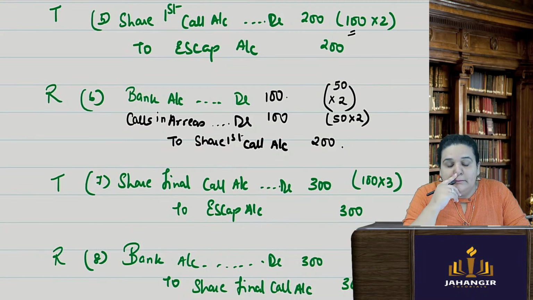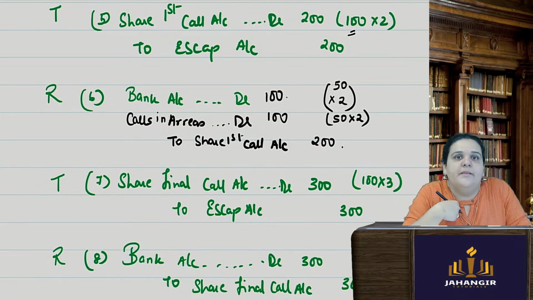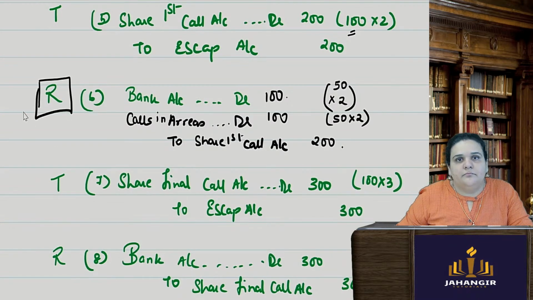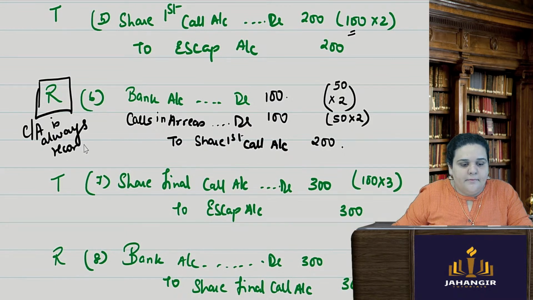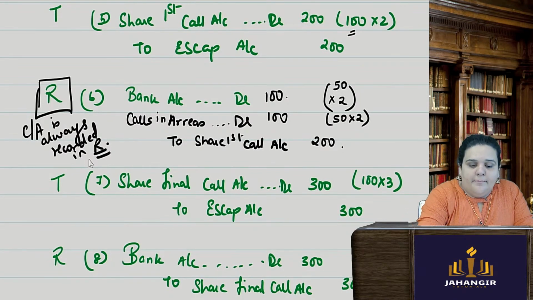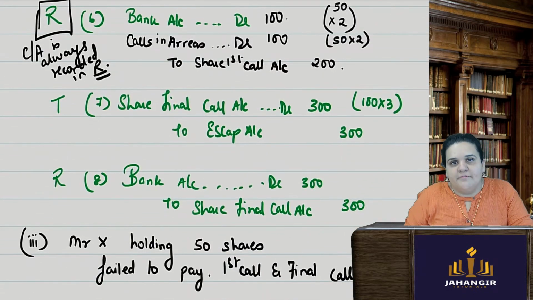Okay. Now what has happened here is, there was calls in arrears. That calls in arrears, the company will come to know when the payment is done. Therefore, calls in arrears is always recorded in the receipt entry. Always. Alright, clear here.